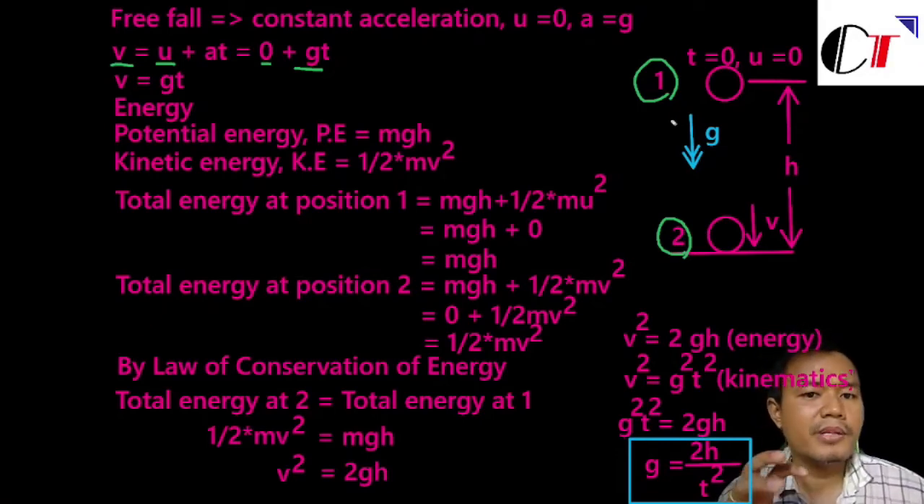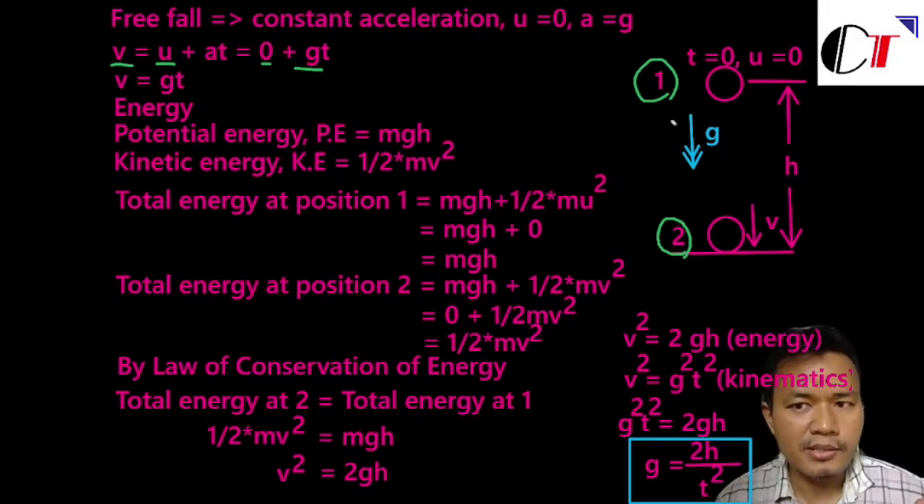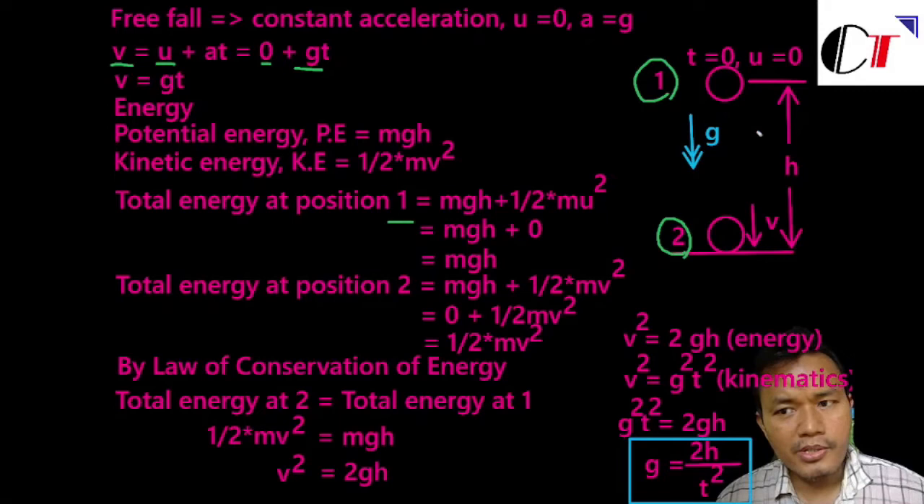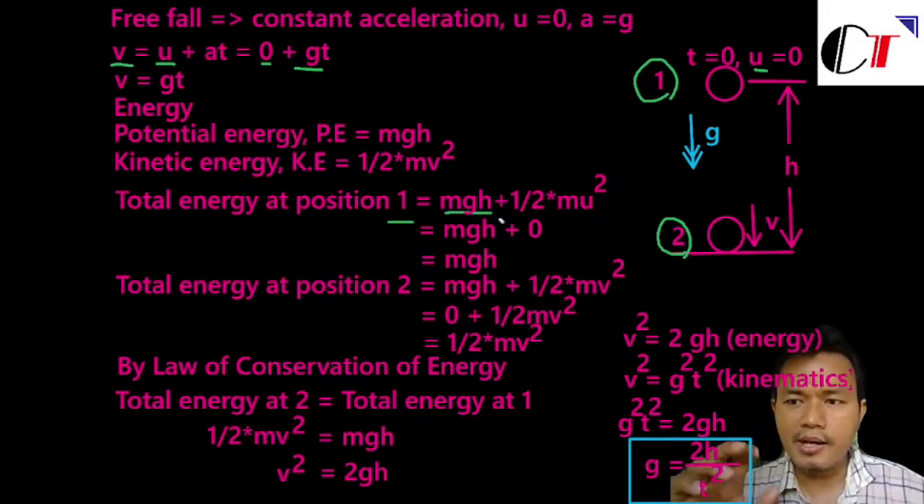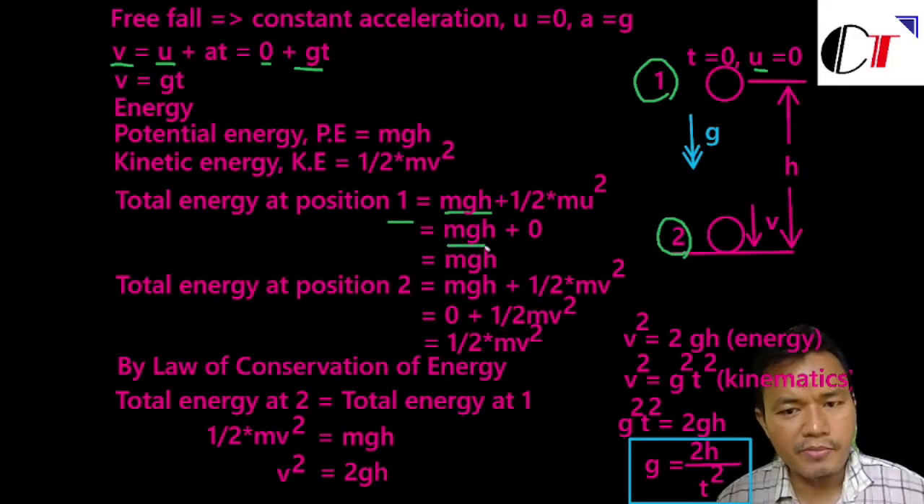But now in this particular case, we are just interested in finding the total energy at position 1 and 2. So let's look at the total energy at position 1. At position 1, your object is at height h, so potential energy is mgh plus kinetic energy is half mv squared. At position 1, the velocity is u, so you have half mu squared. And since your object is at height h, it has potential energy mgh.